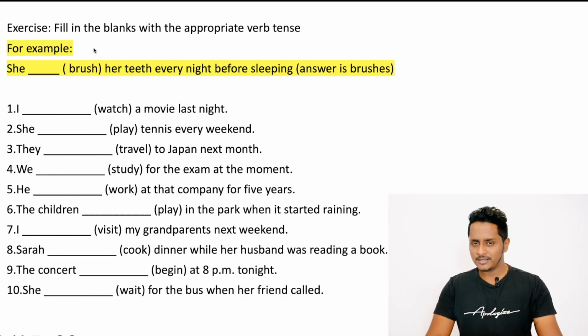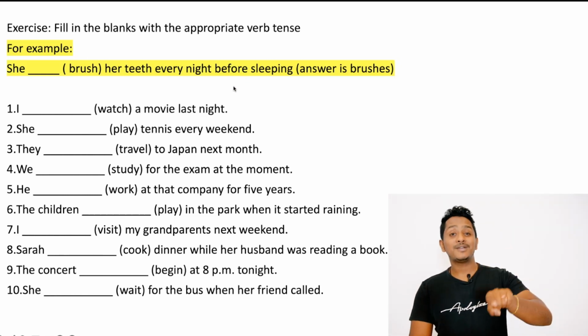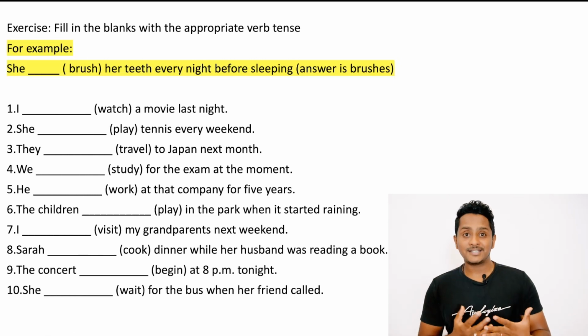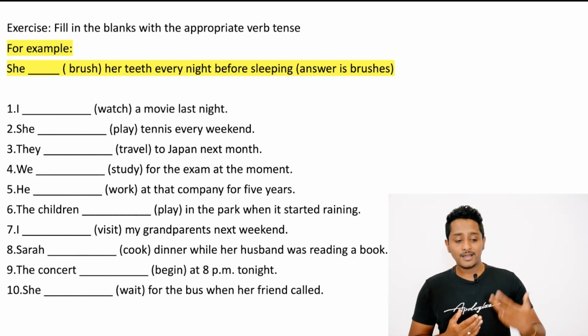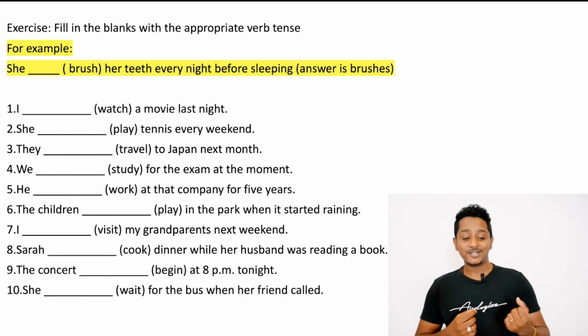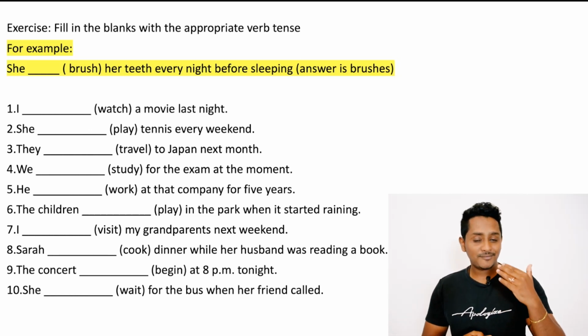She dash her teeth every night before sleeping. So the answer has to be brushes because you apply the present tense. Present tense is used to talk about facts, to talk about routine. Correct? She brushes her teeth, not she will brush her teeth. No, it's not; she brushes has to come. So the first one is brushes.